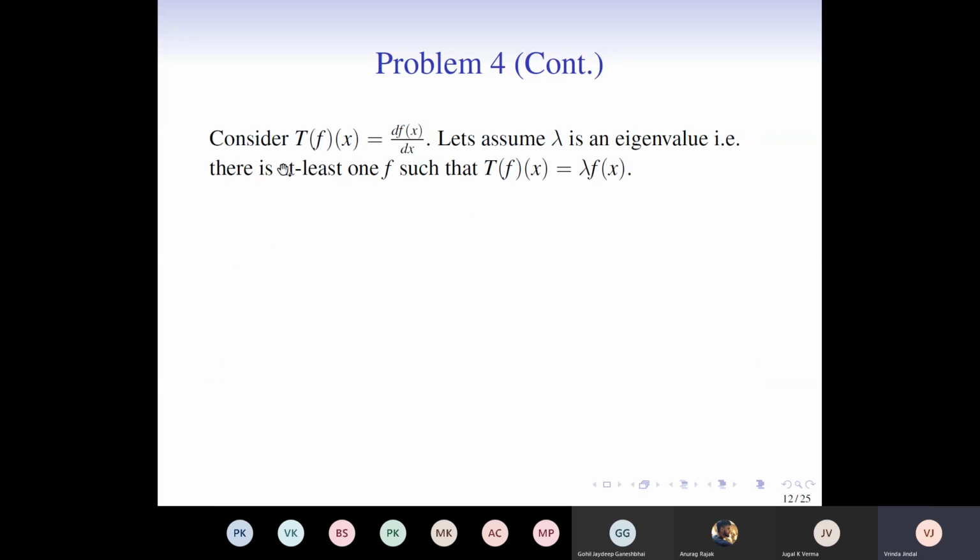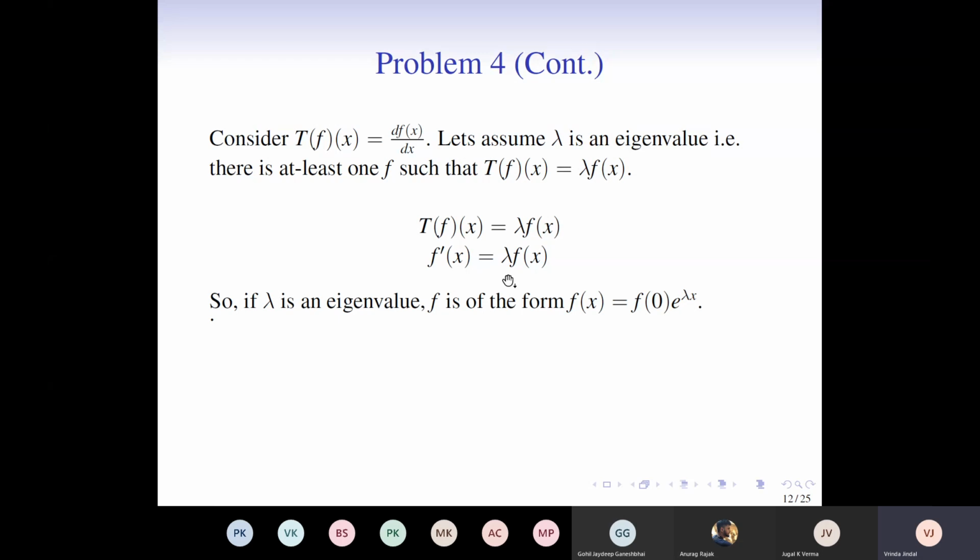The next part was that if T was instead the differentiation function, that is T of f was d by dx of f, we need to prove that every real number is an eigenvalue. So what does it mean? It means that for any real number lambda, there will be at least one f such that T of f equals lambda times f. T of f is f dash x. So f dash x is equal to lambda times f.